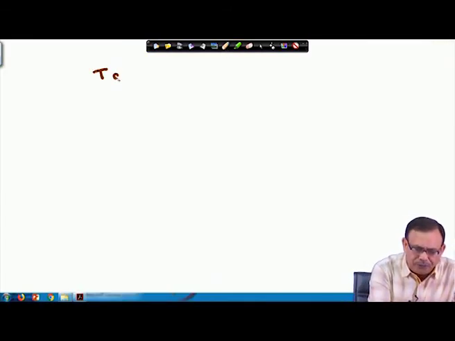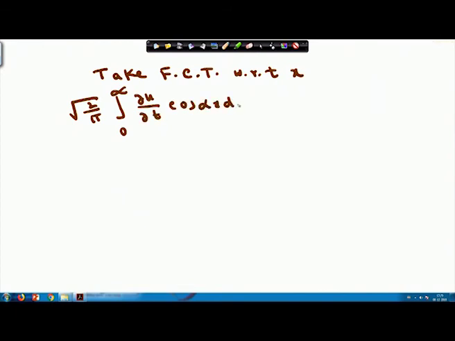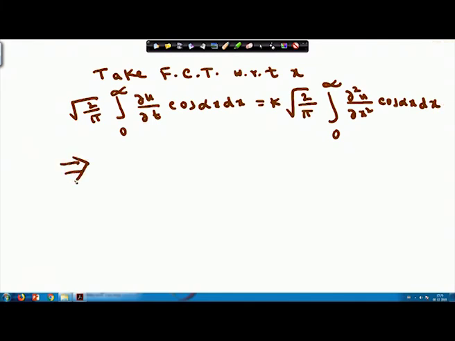So, you take the Fourier cosine transform with respect to x on this. So, root over 2 by pi will come; I am directly writing from the definition: root over 2 by pi, integral 0 to infinity of del u del t into cos of alpha x dx, equals k into root over 2 by pi, integral 0 to infinity of del 2 u del x square into cos of alpha x dx. What is this?